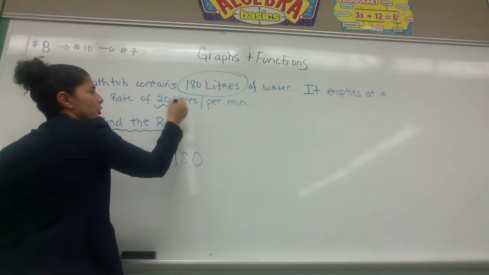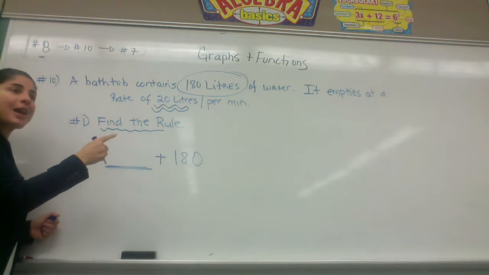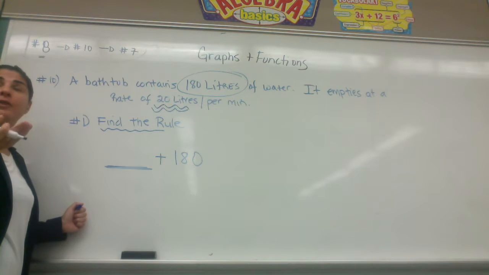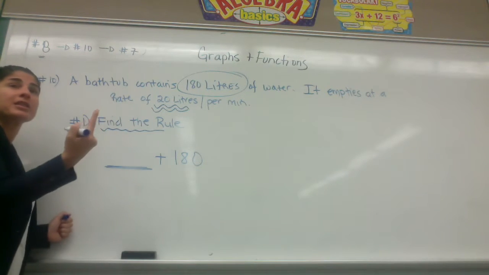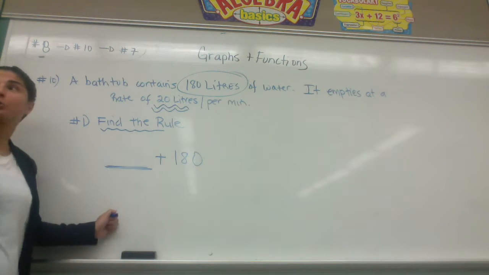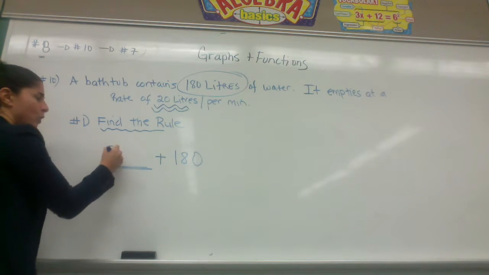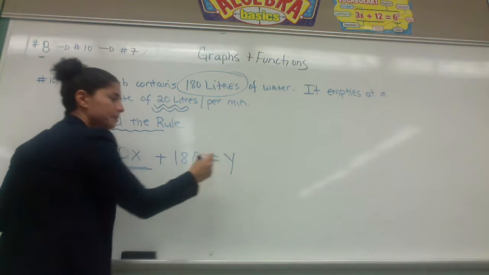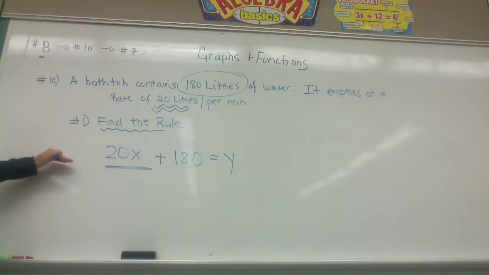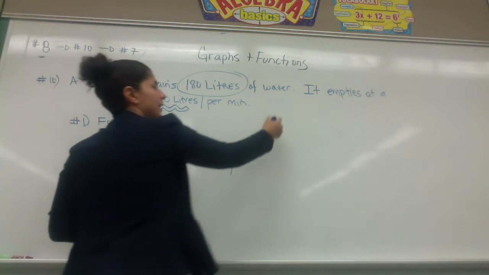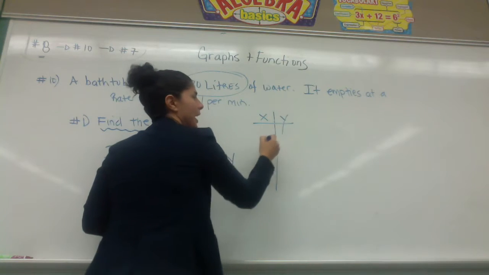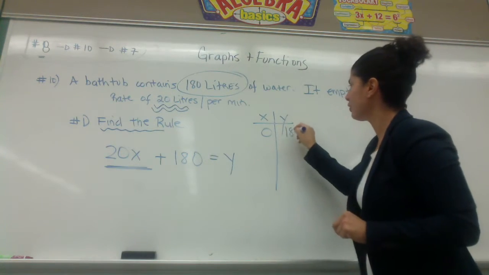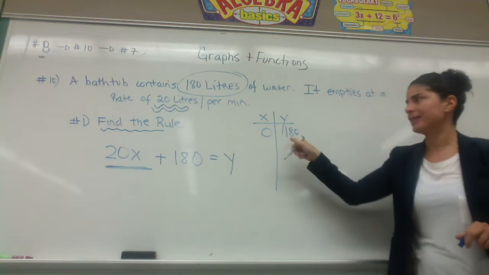This is what's going to change. So this here is where you're going to have your X, because it depends on how many minutes are going down. Every minute it's going down, so 1 minute is going to change it, 2 minutes is going to affect it, 3 minutes is going to affect it. So 20X plus 180 equals your Y. Now just with this, my table of values will have a 0, which is my initial value of 180. Do we all agree?